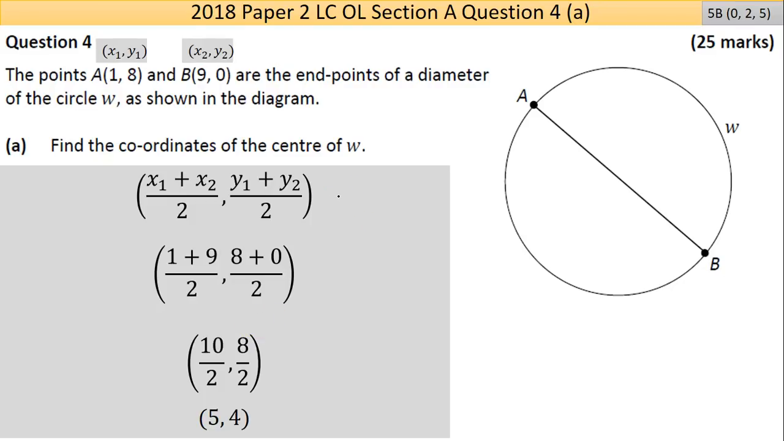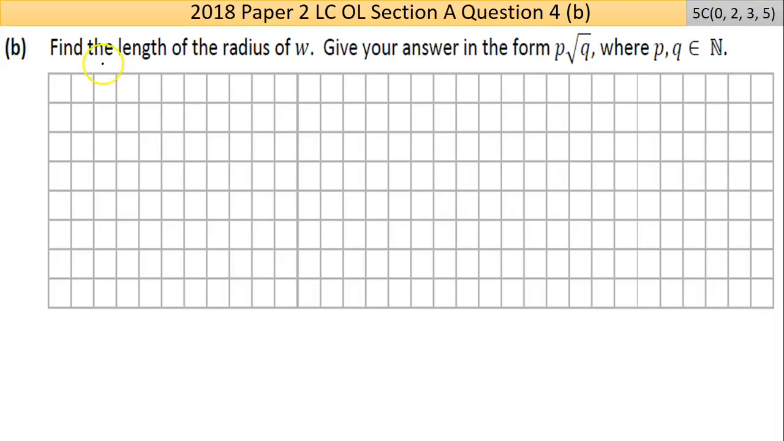Now the next part, part B, says find the length of the radius of W. Give your answer in the form p square root q, where p and q are elements of N. That means p and q are both natural numbers, which means they're positive whole numbers. So whatever way you get your answer, you just need to give it in basically square root form, or surd form is another way of saying that.